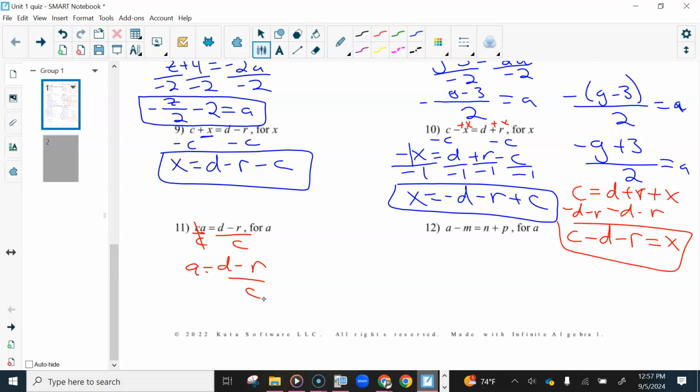And then for 12, again, solving for A, we got to get rid of M. We can do that by adding to the other side. So that A equals N plus P plus M. Have any questions about those last two or this section in general?